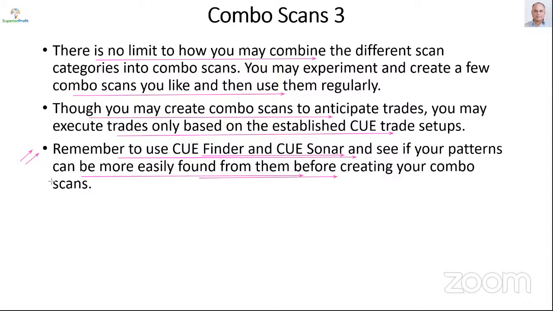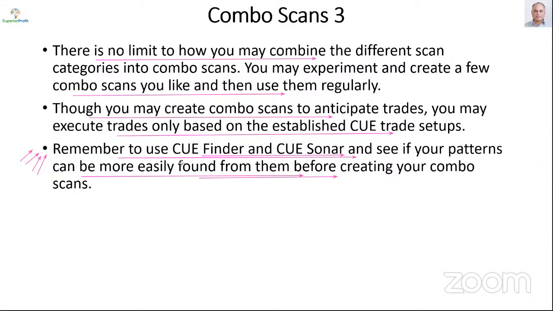Another reason you may want to create combo scans is, as I mentioned, if you are focused on only certain kinds of trades. Like one trader I know, he is only interested in stocks below lower boundary for buying. Then why use Finder? Just run the scan to find stocks below lower boundary first, and then you may run the Q long all scan on that. That will be more meaningful. So combo scans may be done.